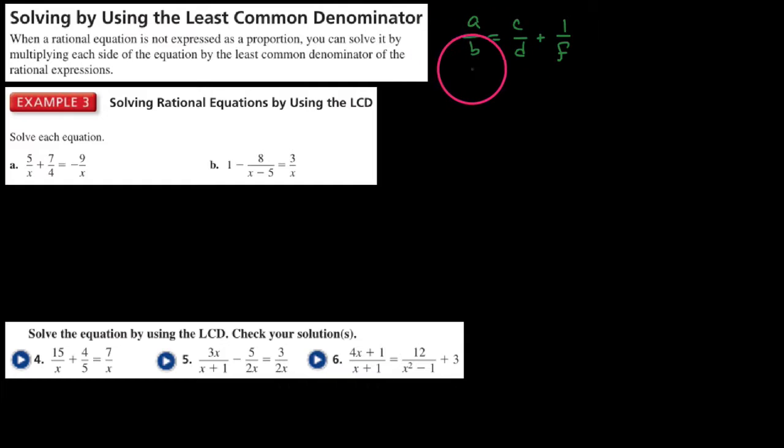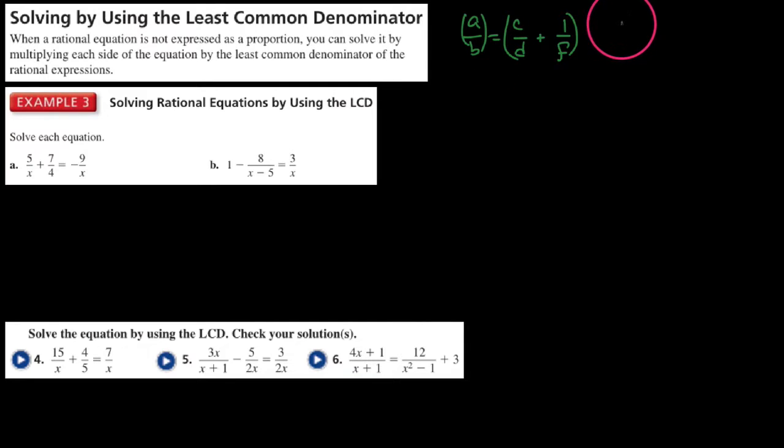We cannot use cross products to solve it, and so our method instead is going to be to use what we call, I guess, the least common denominator. And so looking at it this way, to solve an equation that is not expressed as a proportion, we can solve it by multiplying each side of the equation by the least common denominator of the rational expressions. So in other words, we could basically take both sides of this equation times the least common denominator. Then what would happen is we would wipe out the denominator completely.